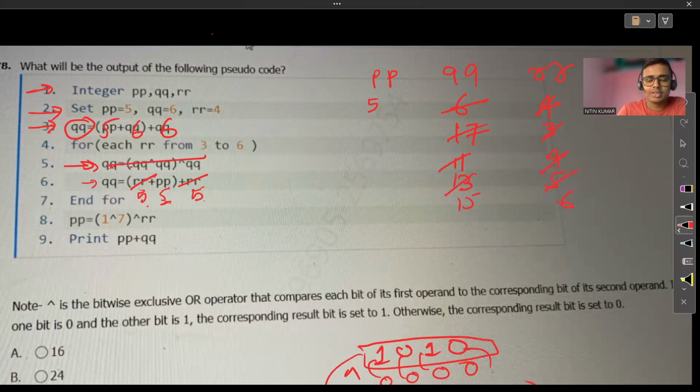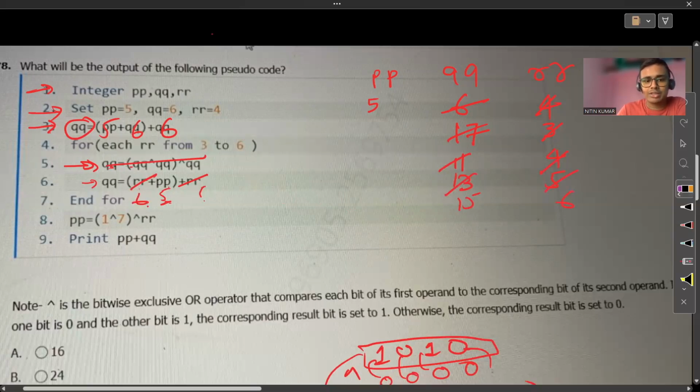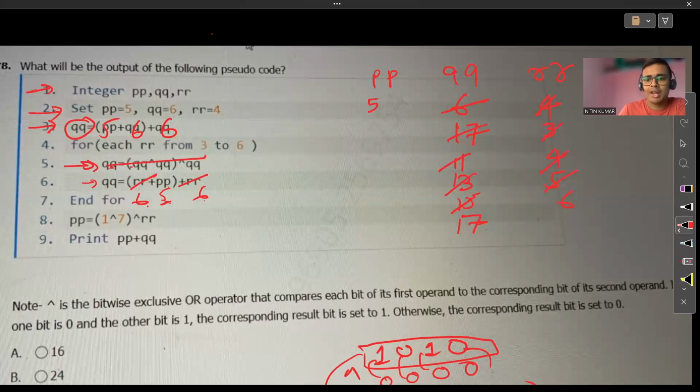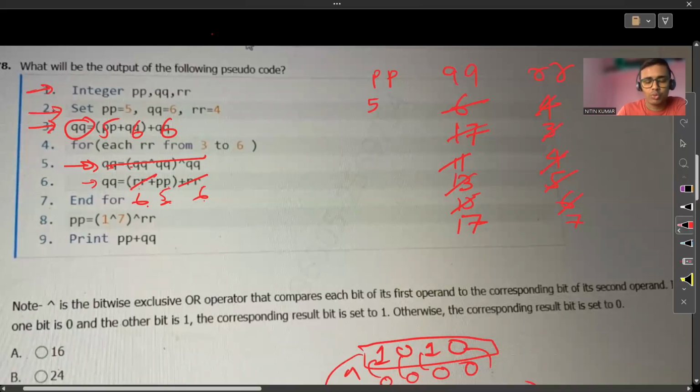When we get 6, it will run also. So RR is 6 and RR is 6. So 6 plus 5 plus 6 will eventually become 17. Now my RR value will become 7. When it becomes 7, it is now not in this range of 3 to 6. So it will now come out of this for loop.